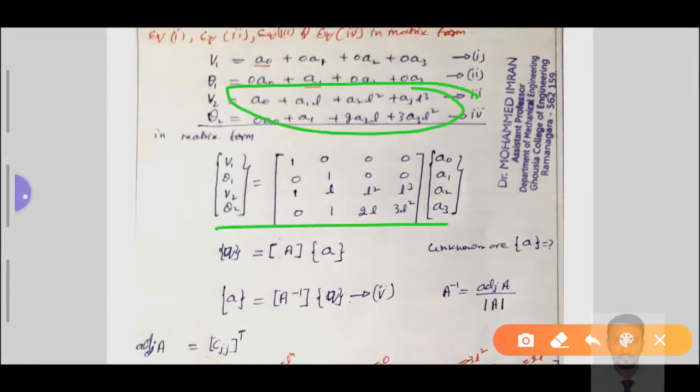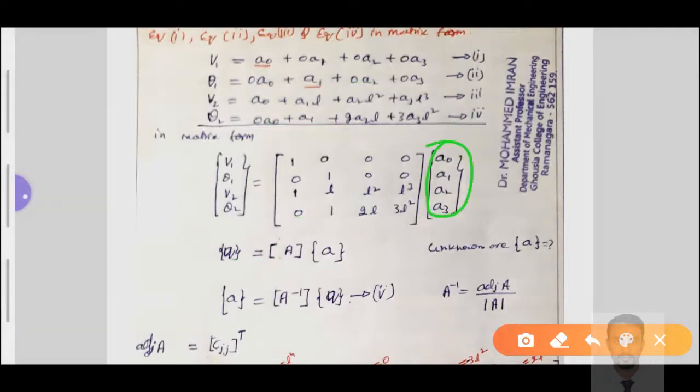After converting the equations in terms of a matrix, we want to find a0, a1, a2 and a3 to substitute in the equation. Now this is called the displacement vector q, this is called the A matrix, and this is called the generalized vector a. The unknown is the a vector.